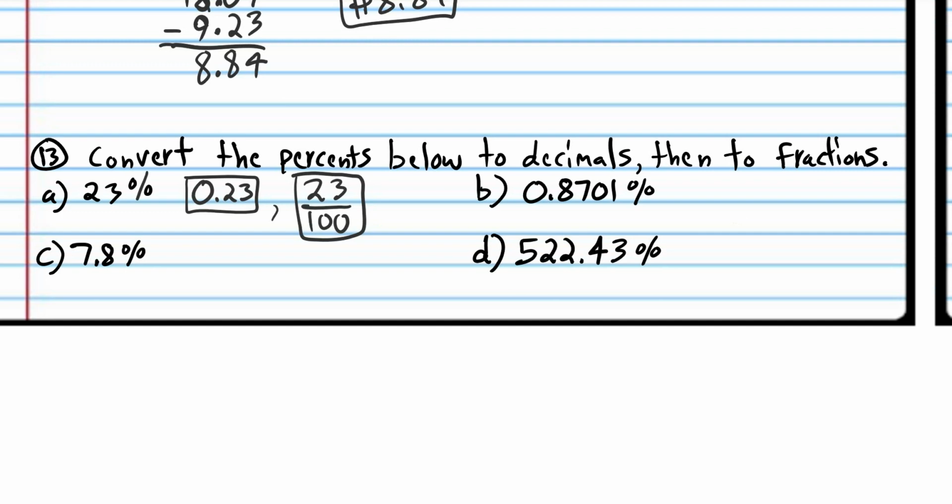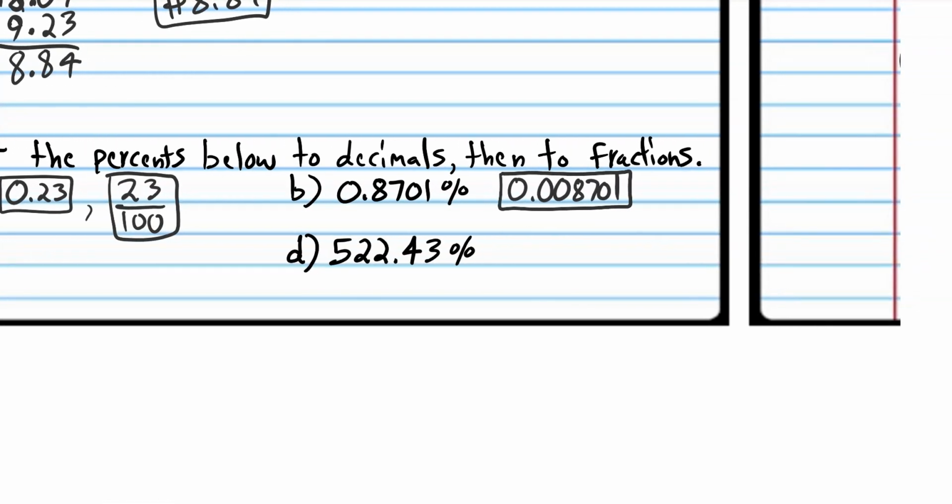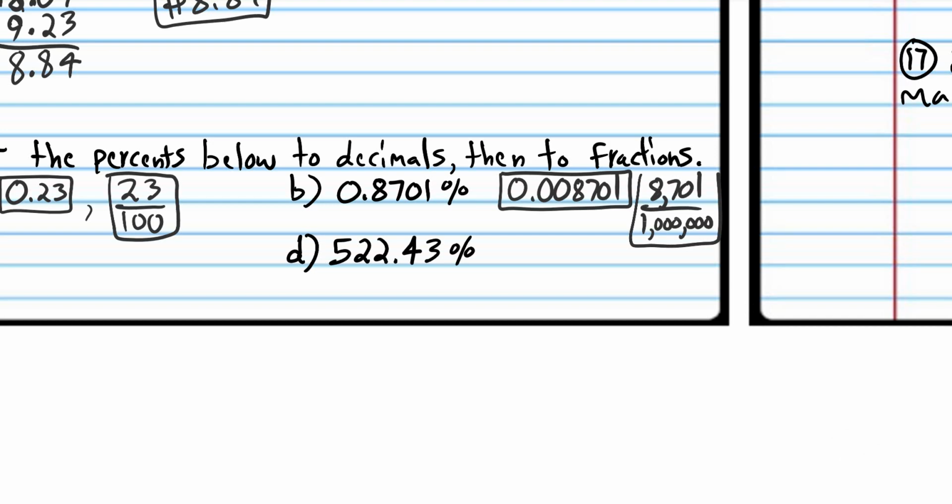All right, so we move the decimal 2 places, and we have 0.008701. So that's the decimal form. And the fraction form, we have to look at the number farthest to the right, which is 1. And the 1 is in the tenths, hundredths, thousandths, 10,000ths, 100,000ths, millionths. It looks like the 1 is in the millionths place. So we write 8,701 over a million. So if you got that number, good job.